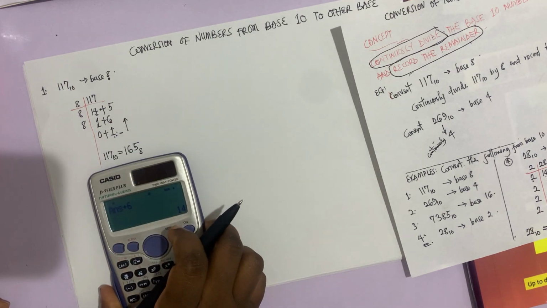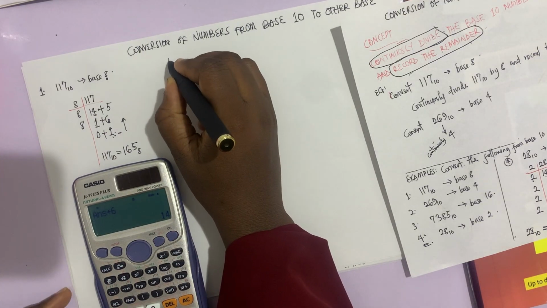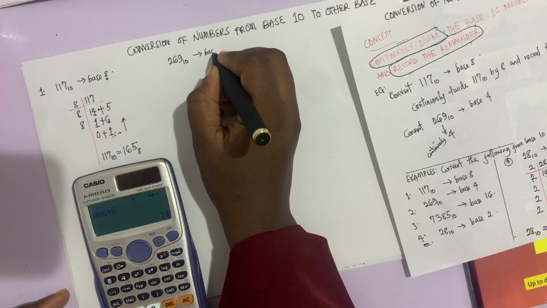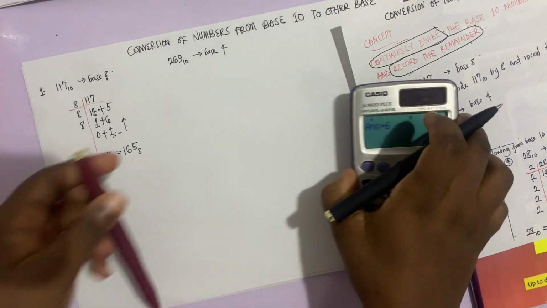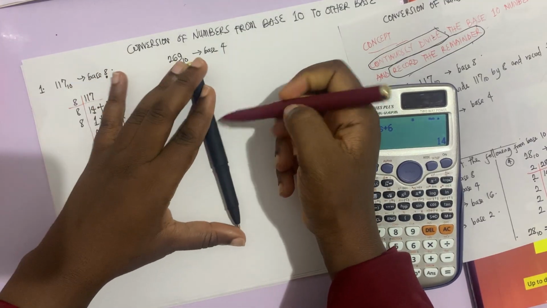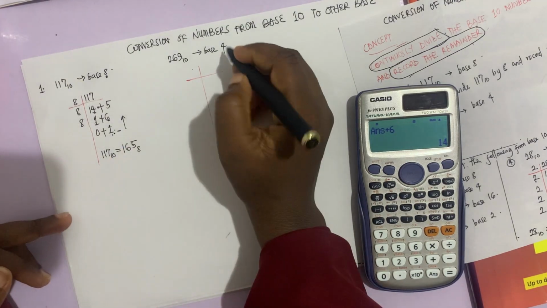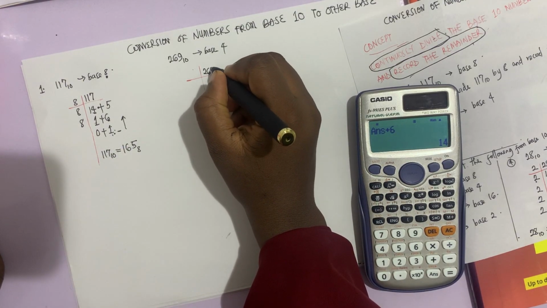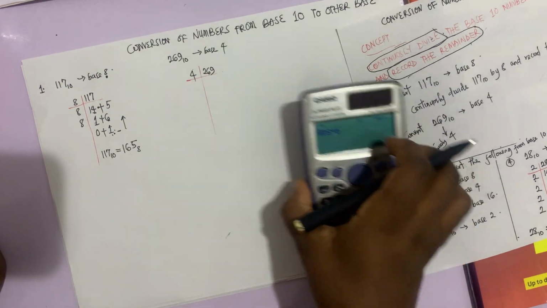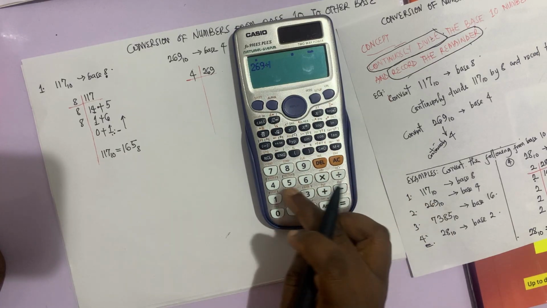So let's proceed to the next question, which is to convert 269 base 10 to a number in base 4. The first thing we want to do is to draw out our simple table very quickly. Write our base 10 number 269 on the right hand side, the base we want to convert to on the left hand side, and continuously divide. So this becomes 269 divided by 4.